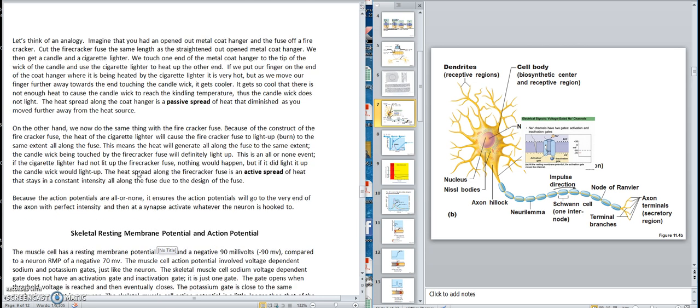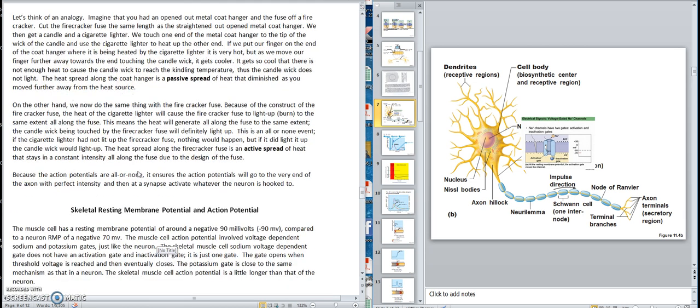Okay. So now we're going to close this video here, because now we're going to skeletal muscle. Skeletal muscle resting membrane potential and its action potential. Okay. See, when you get this document, it'll be all corrected. We'll correct it as we read.